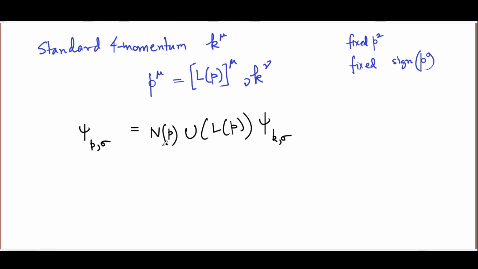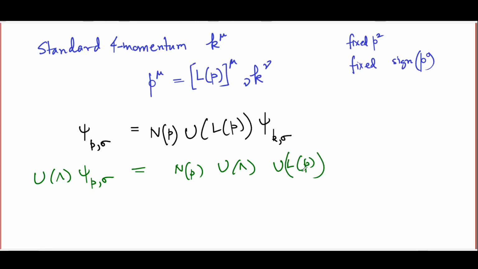Of course, we still want to find out what an arbitrary Lorentz transformation, lambda, does to psi p sigma, and let's try to work that out now. So U of lambda acting on psi p sigma, if you use this for psi p sigma, will simply be N of p, U of lambda acting on U of L of p acting on psi k sigma. So these are two Lorentz transformations that you are carrying out in succession.